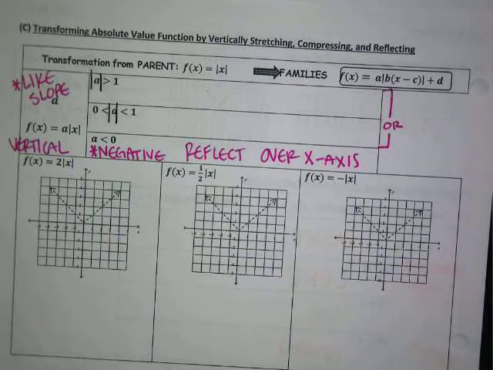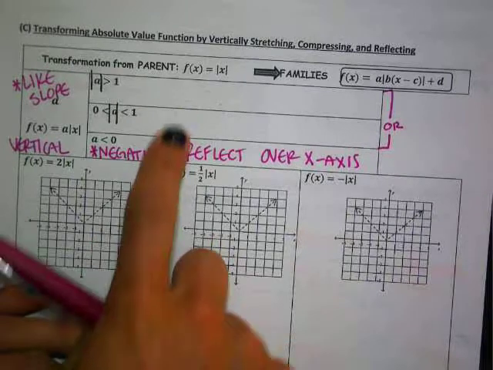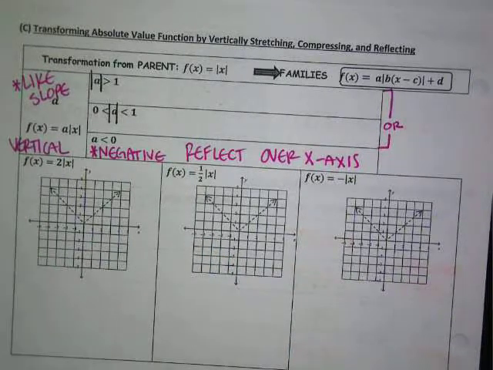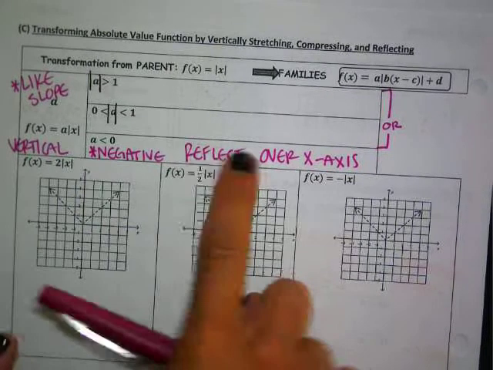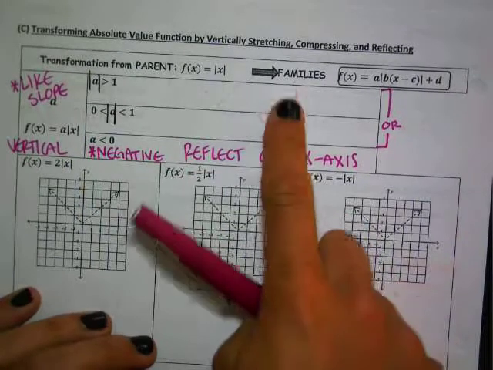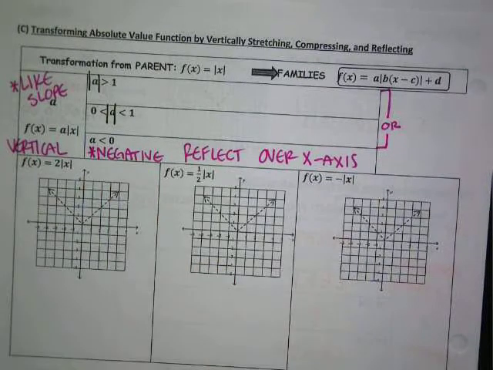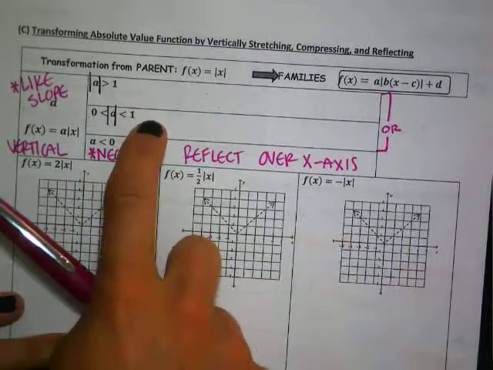Okay. These other two boxes, you can have either a stretch or a compression. You can't have both. Reflection can go with both of them, though. That's why the chart is kind of weird. So you can have this or this, and then if it's negative, it's going to reflect. I promise it's going to make sense when I do some examples. So just hang in there with me.